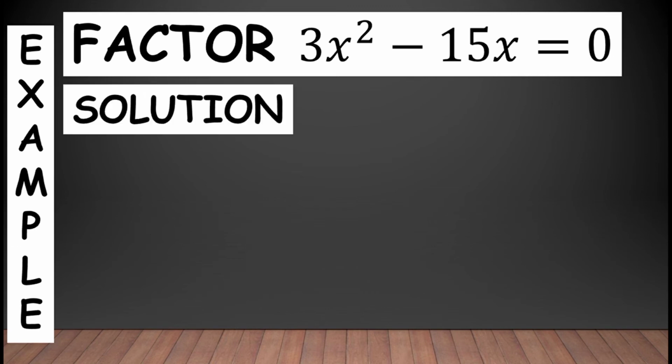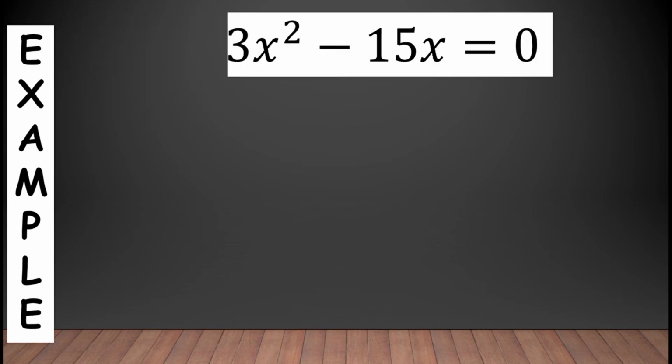So what would be its solution? Remember, the first step is that we need to transform the equation in standard form if necessary. In this case, 3x squared minus 15x equals 0 is already written in standard form. So we will skip step 1 and proceed to step 2 as we factor the given expression.